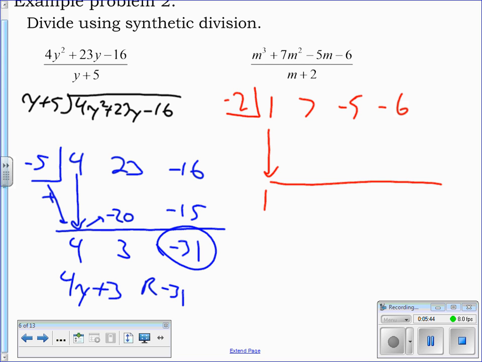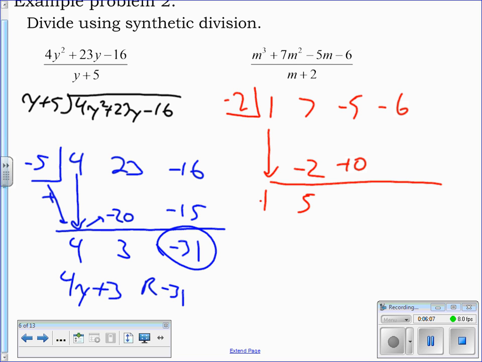So now I've basically done the easy part. Now I need to start doing my multiplication and addition. -2 times 1 gives me -2. Add those. 7 plus -2 is 5. -2 times 5 gives me -10.